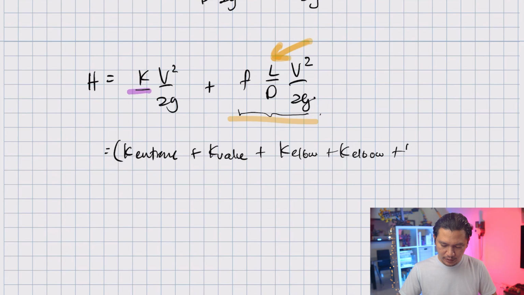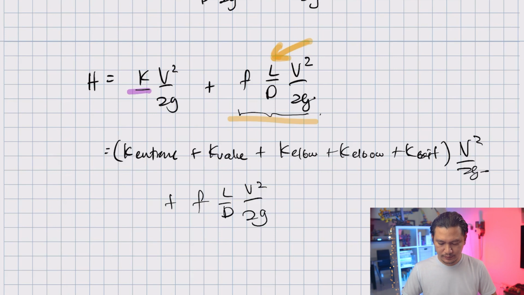And finally, you have K exit times V squared over 2g, plus fL over D times V squared over 2g. Now, it is up to you which one you want to find first, whether you want to find minor losses first or major losses first. But for now, let's try to solve this equation first. Later, we can focus on using the table in order to find these values.